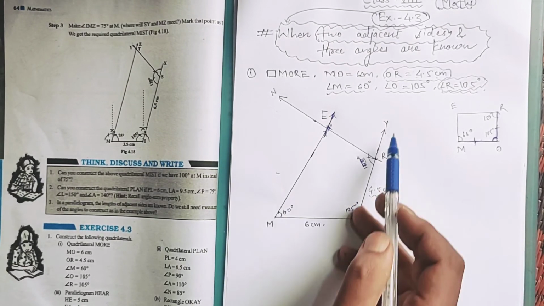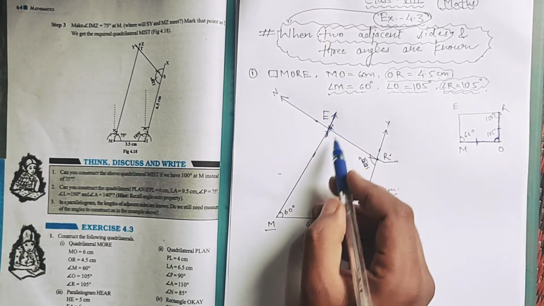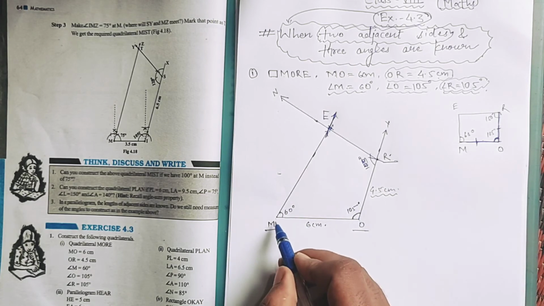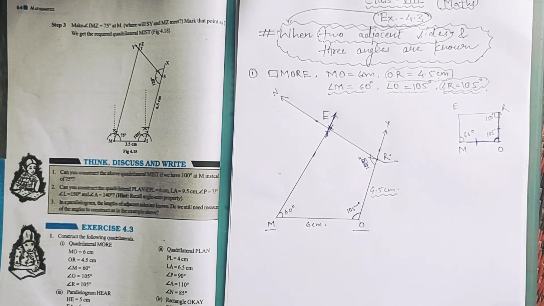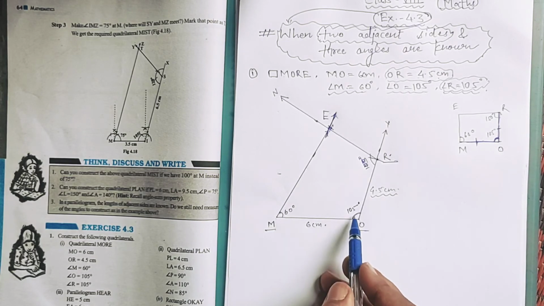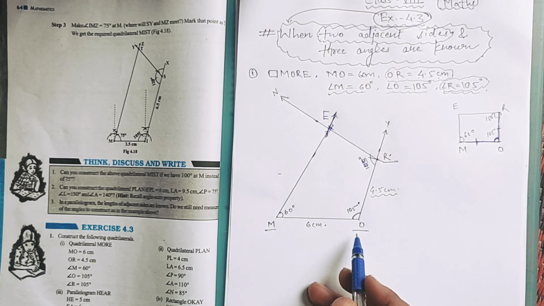Okay, after doing all these steps we got the quadrilateral MORE. This following shape is our quadrilateral MORE. And now we have to write the steps of construction. So whatever we have done in this construction of the quadrilateral we have to write. Firstly we take a line segment of 6 centimeter, MO equal to 6 centimeter. Then in the second step we have to construct an angle of 60 degree and of 105 degree from the points M and O respectively.